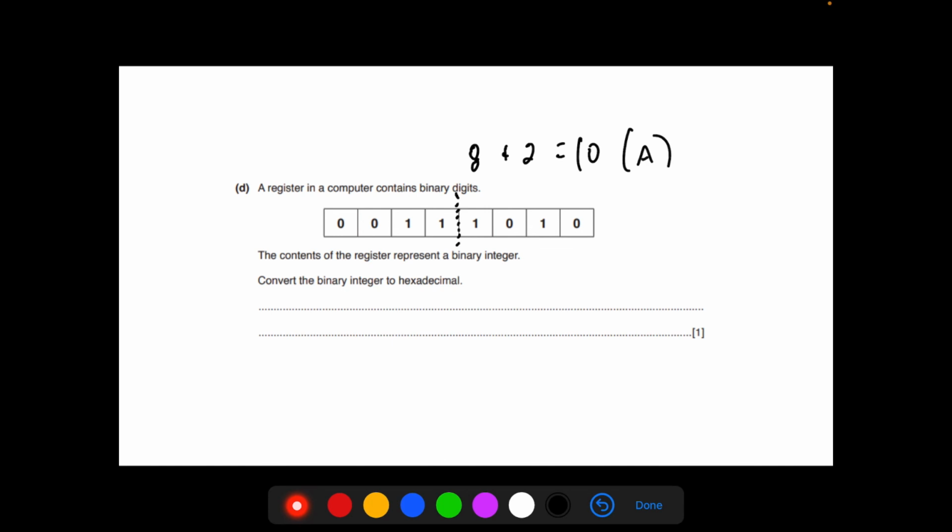And this one is going to be 3. So 2 plus 1, that's just going to be 3 in decimal, which is going to be the same in hex. So our answer is going to be 3A. The value of this one was 10, the value of this one was 3. 10 is A in hex, and we put both of them together and we get 3A.